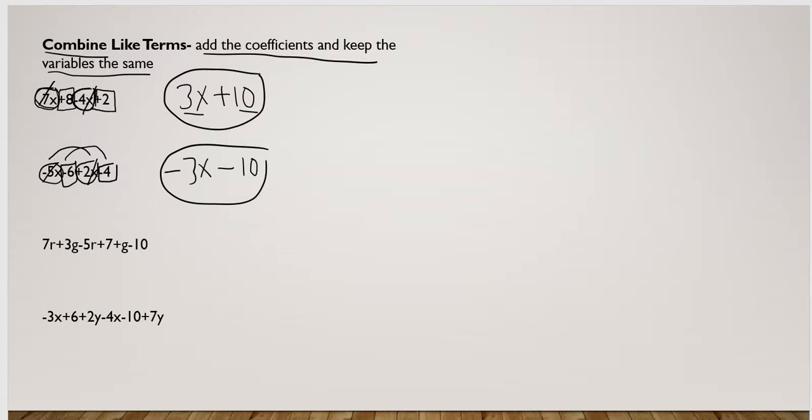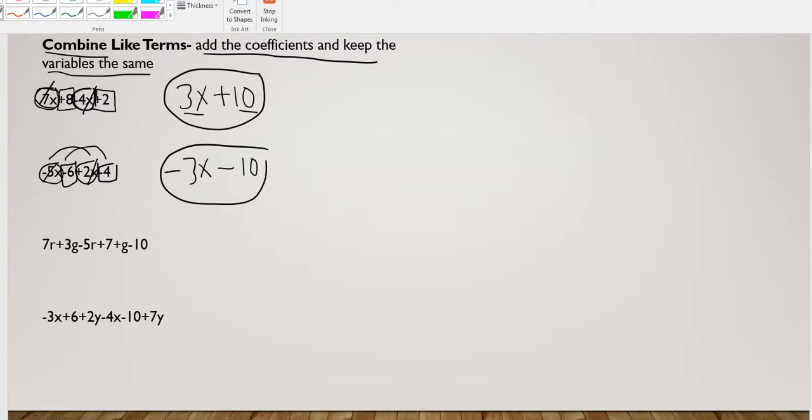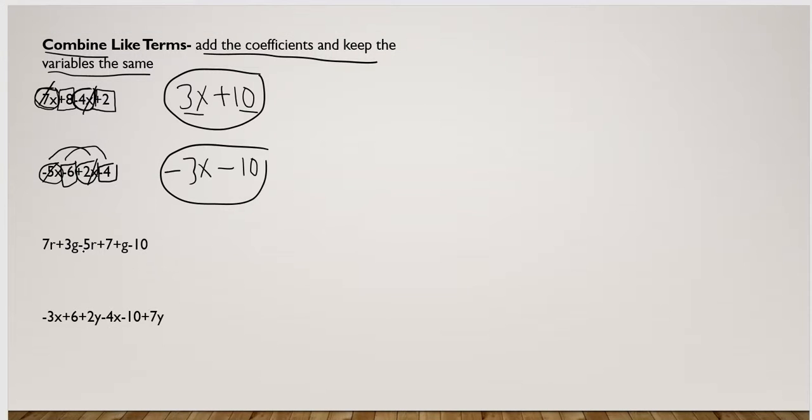For the next one, we have a 7r, a positive 3g, a negative 5r, a positive 7, a positive 1g, and a negative 10. Remember, when you combine like terms, you're always adding. So we can combine the 7r with the negative 5r. Because there's a subtraction sign in front of it, it makes it negative. In your calculator, you would put in 7 plus negative 5, and that would be 2r.